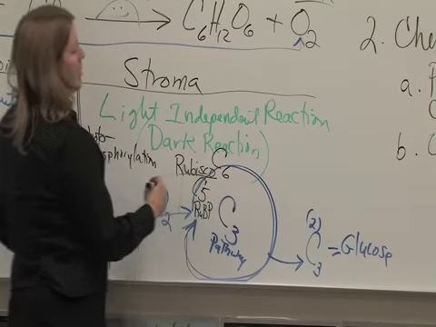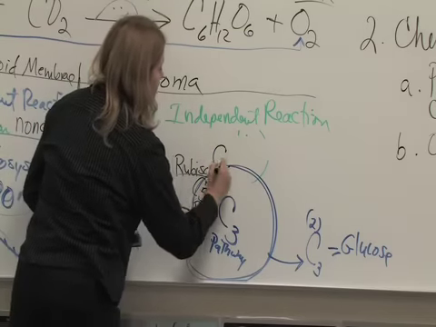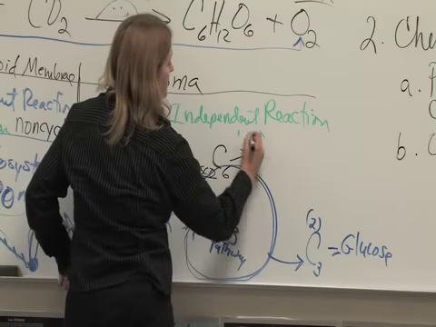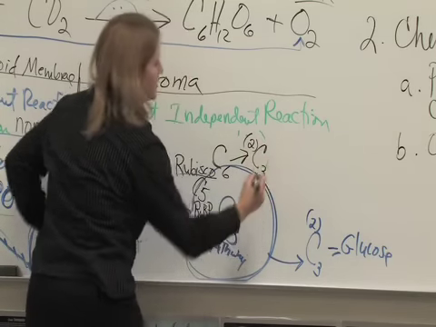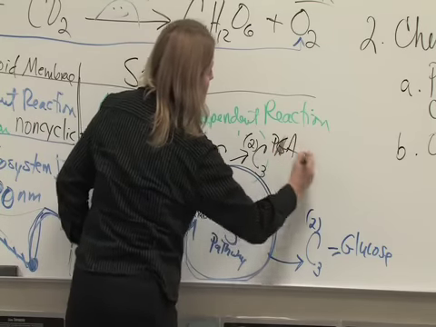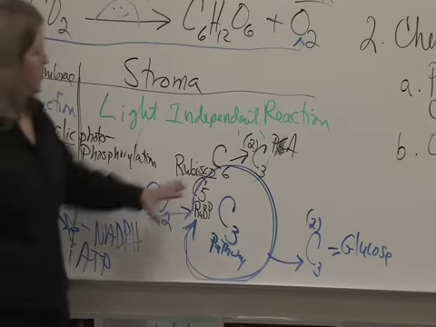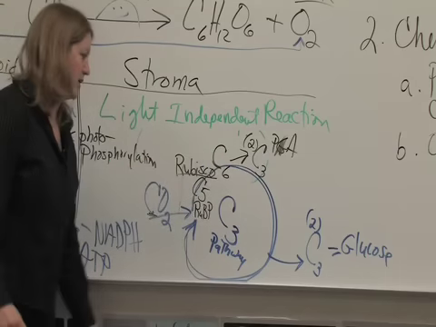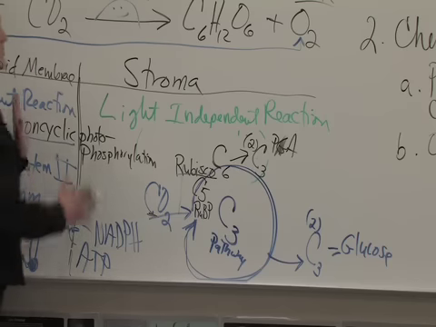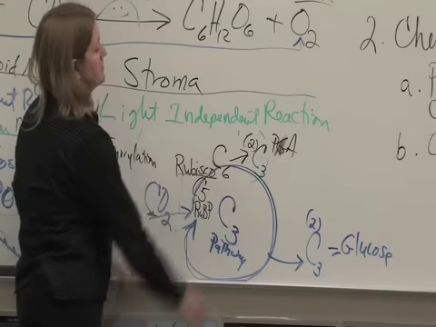But this 6-carbon compound is so unstable that they can't even isolate it. It immediately breaks up into 2 3-carbon compounds. And these are PGA, phosphoglycerate. And notice how we haven't even used any of these yet. We've just needed to, and where's this happening? Stroma. Out in the stroma of the chloroplast. And where did this happen? On the thylakoid membrane.